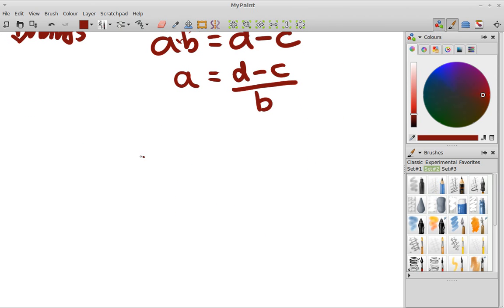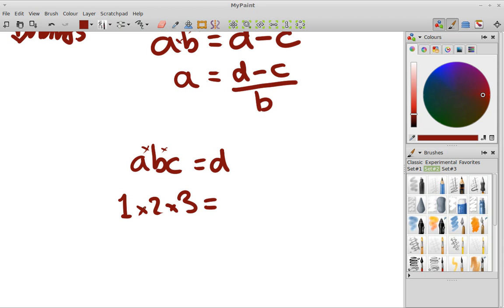If you had something like A times B times C equals D, seeing as they have been multiplied, it's the same as saying 1 times 2 times 3 equals, and in this case we could work it out. 1 times 2 is 2, times 3 is 6. Using that example, that's a numerical solving, right?